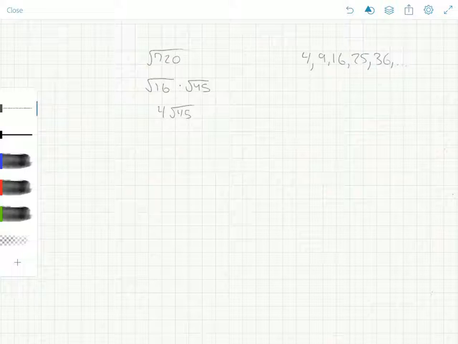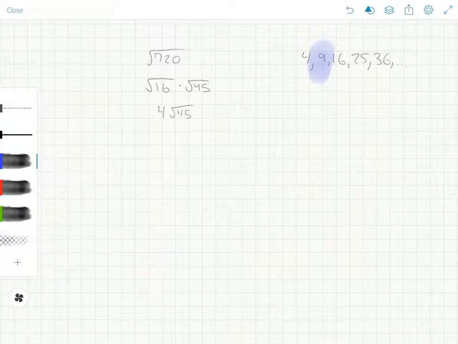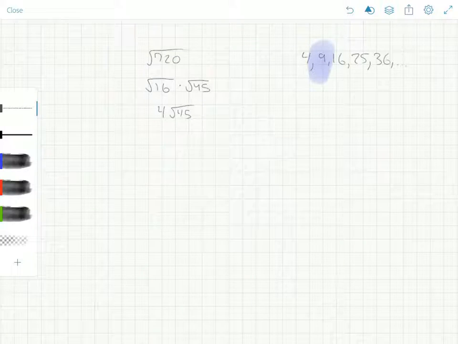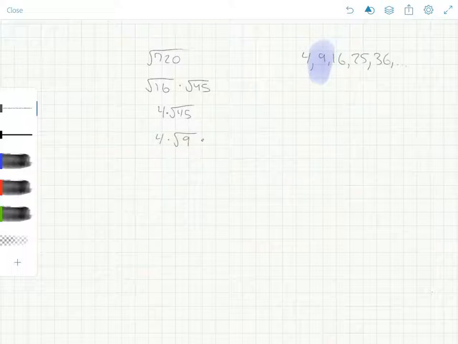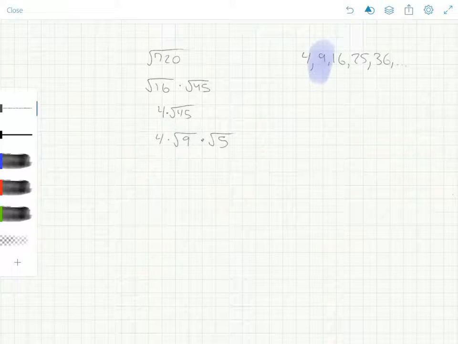Is 45 as simple as it can go? No, it's not. The number that jumps out to me is 9. 9 times 5 is 45. So what that means is that the square root of 45 is equal to, I'm going to bring down that 4, the square root of 45 is equal to the square root of 9 times the square root of 5.